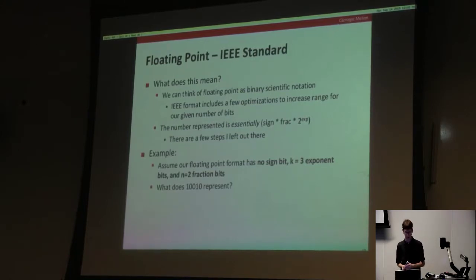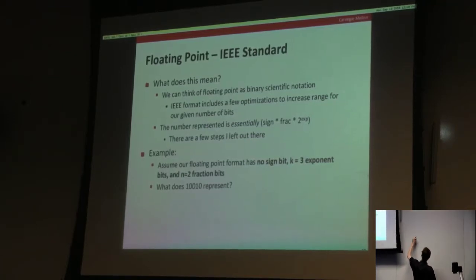There are a couple other things in it. Here's an example: you've got 3 exponent bits, 2 fraction bits, 1, 0, 0, 1, 0. We'll get to it shortly, but first we should talk about how these things actually work. There are 2 different types of floating point numbers: the normalized numbers and the denormalized numbers. And we care about a couple different values, so we want to calculate a couple different things.